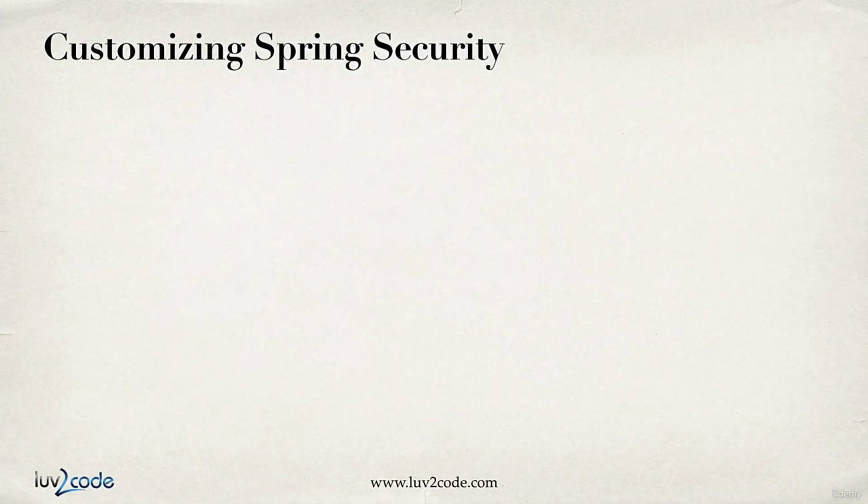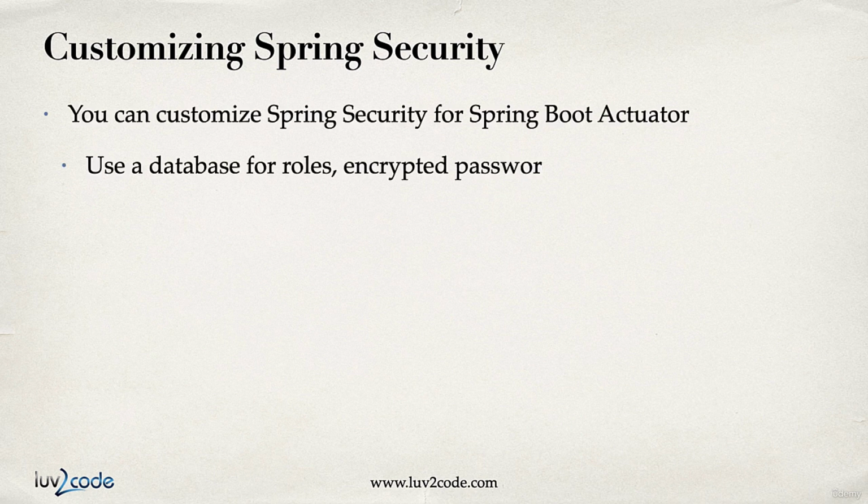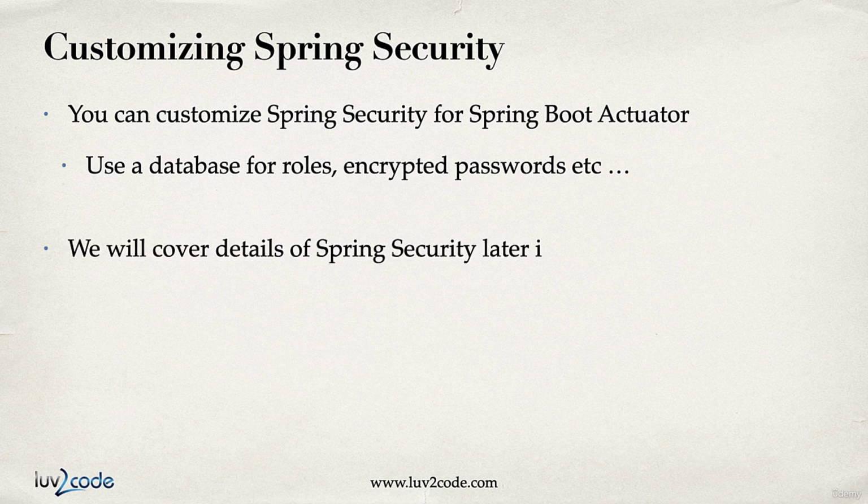Now, you may wonder, okay, I want to do something more than just that properties file. Well, no worries. You can customize Spring Security for the Spring Boot actuator. You can use a database for roles, encrypted passwords, and so on. We'll cover the details of Spring Security later in the course.